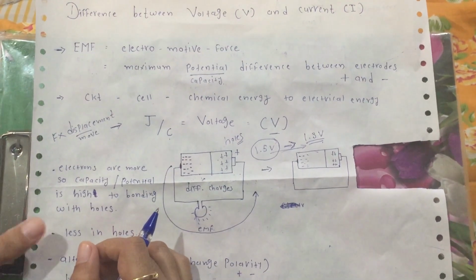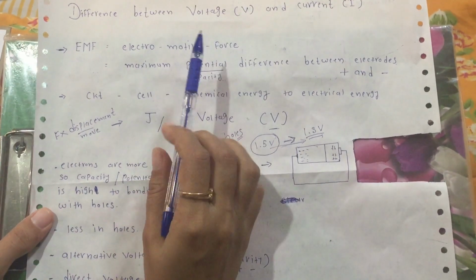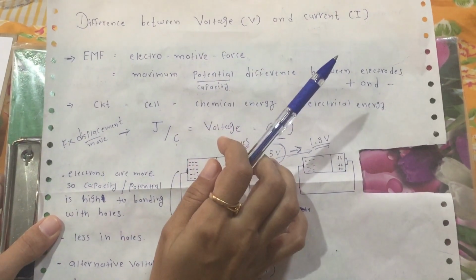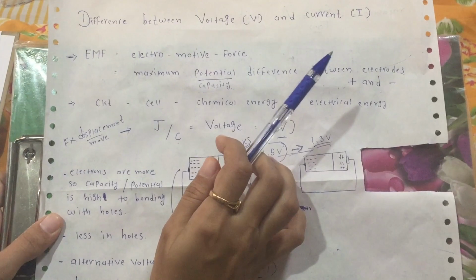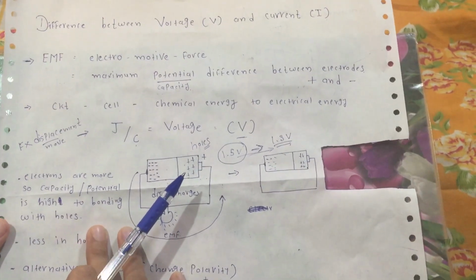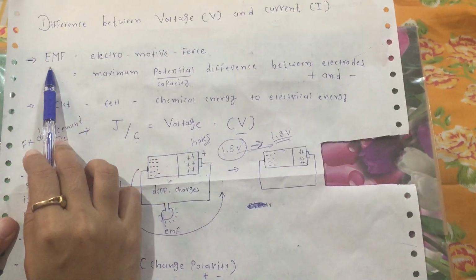Today we are going to learn the difference between voltage and current. Voltage and current are two essential aspects of electricity. Before we understand voltage, we should first learn what EMF is.